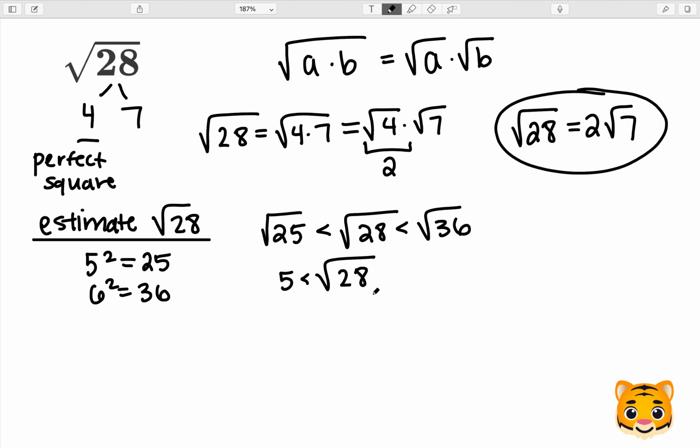Similarly, because 6 squared is equal to 36, we can therefore rewrite the square root of 36 as 6. Now we can see that the square root of 28 is between 5 and 6.